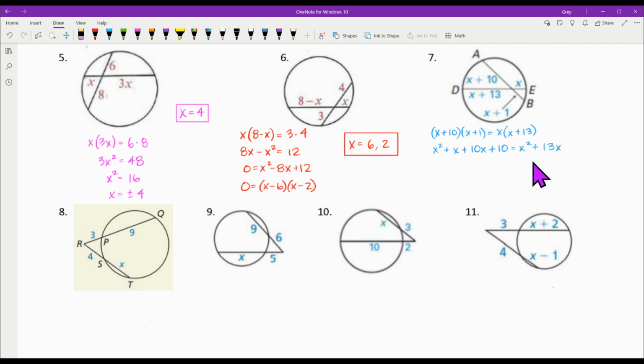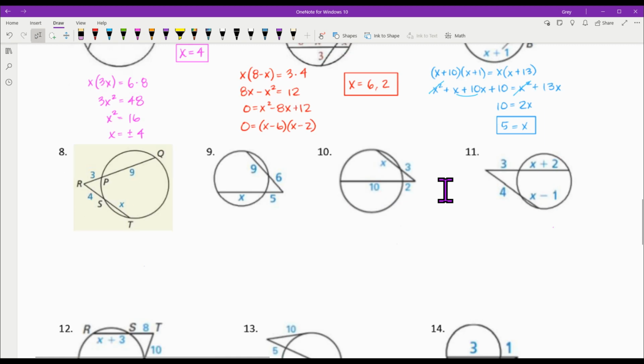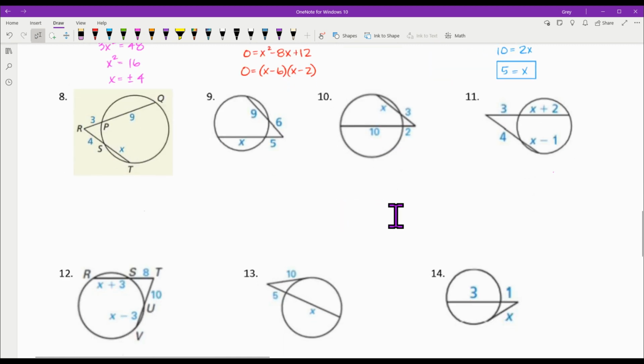So I have my x squareds, but they're actually going to fall out. I don't know if y'all followed that, but if I have an x squared on both sides, they're going to go away. This is 11x right here. So if I take that over to the right, 13 minus 11 is 2. So I'm going to have 10 is equal to 2x. Divide by 2, and x equals 5. And again, check that real quick, and it does not make any of my segments negative, so it's fine, and it works.